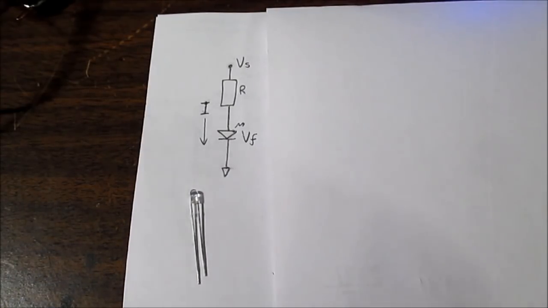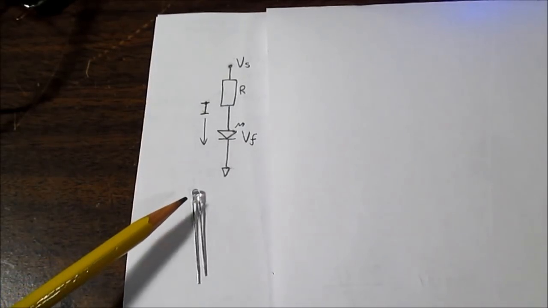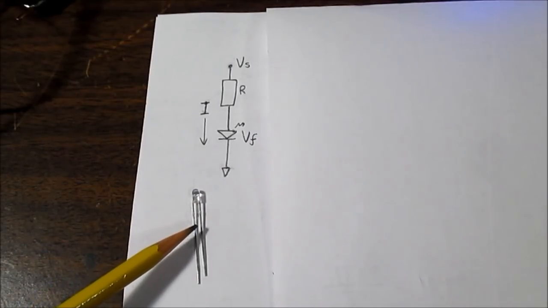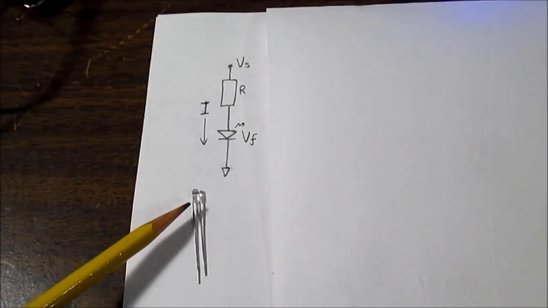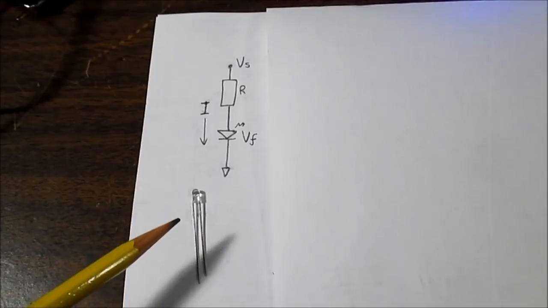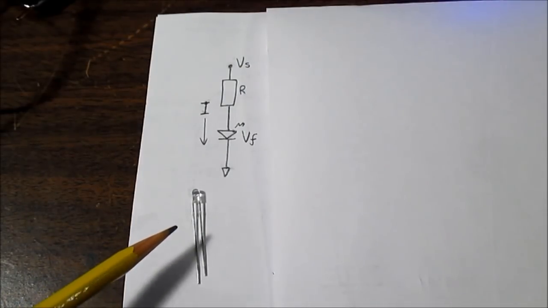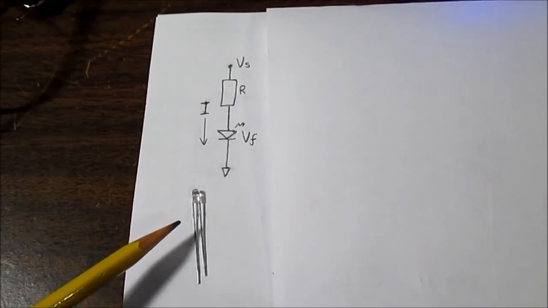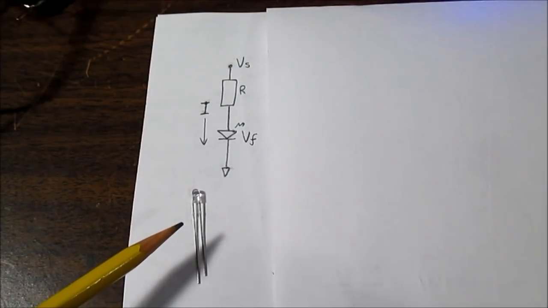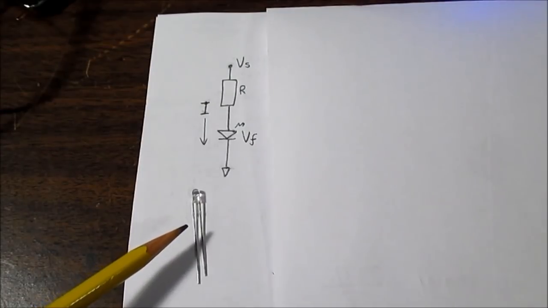So how do you select the resistance value? Well, you need to know a couple parameters of your LED. One parameter is its current rating. If you look at the data sheet, there'll be a maximum continuous current. You normally don't want to exceed that because you can decrease the life of the LED. And if you grossly exceed the current, you can actually burn the LED out.